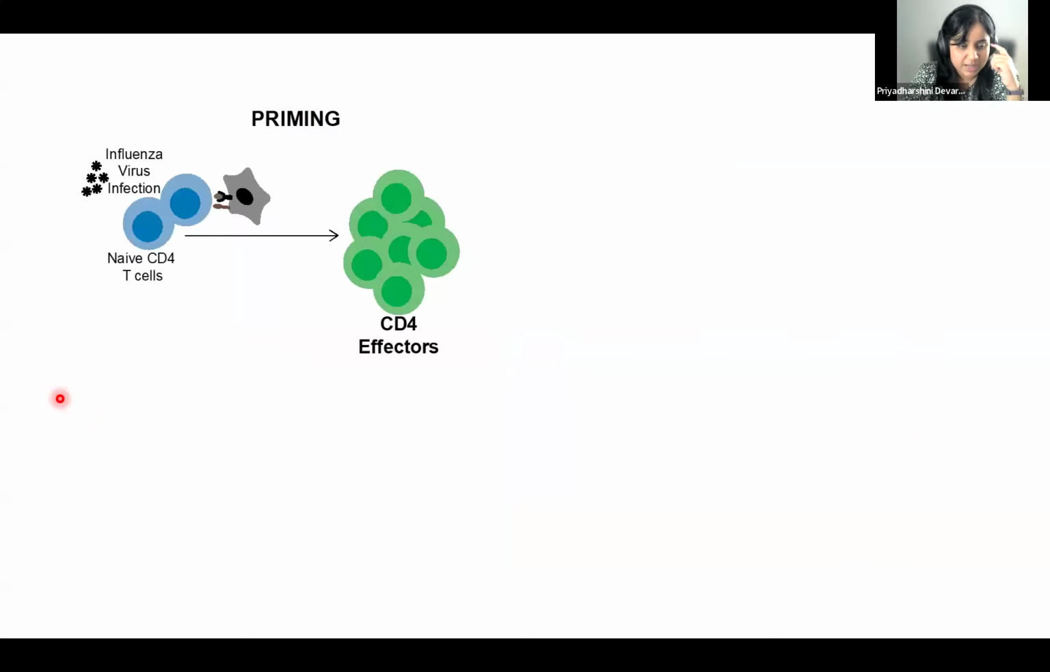So to summarize, what we see is that we know that naive CD4 T cells get primed to become effector CD4 T cells during influenza infection.